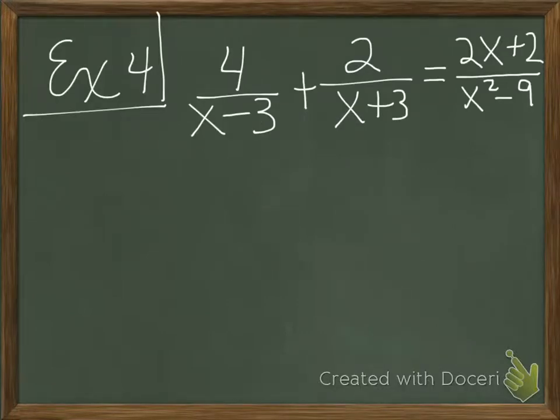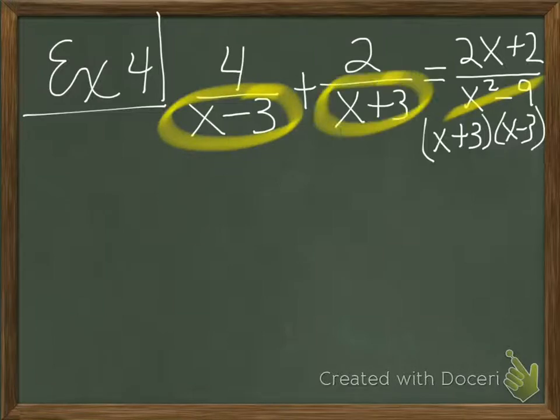Example 4, 4 over x minus 3 plus 2 over x plus 3 equals 2x plus 2 over x squared minus 9. Now, if you recall from finding the least common denominator, you have to make sure everything's factored before you can find the least common denominator. So x squared minus 9, we have to factor that. Then we can look at each denominator and determine what's common and what's not common.